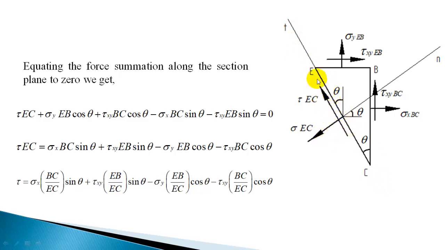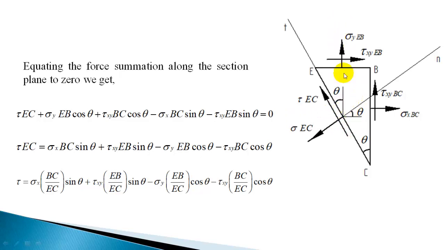So this force is acting upward, tau EC. Tau EC, I have written, is upward, so positive. Now if you resolve the vertical forces along the plane, that is given by cos theta. Since the vertical is making angle theta from this tangential plane, the vertical force component is cos theta. For the horizontal force, this angle is 90 minus theta, so the component will be cos of 90 minus theta, or sin theta.